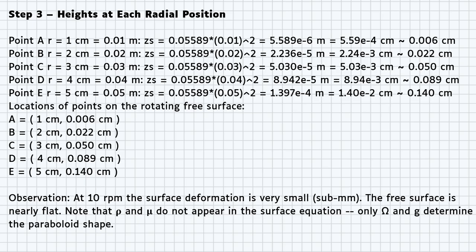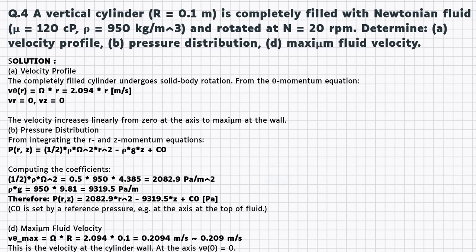Also, an important observation is that the shape of the surface depends only on angular velocity and gravity. Now we are moving to the last numerical, which is a rotating cylinder completely filled with fluid. We consider a vertical cylinder completely filled with fluid and rotating at 20 rpm. Here we are going to determine velocity profile, pressure distribution and maximum fluid velocity.